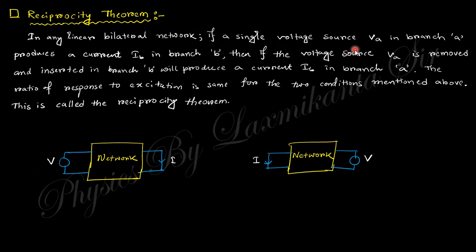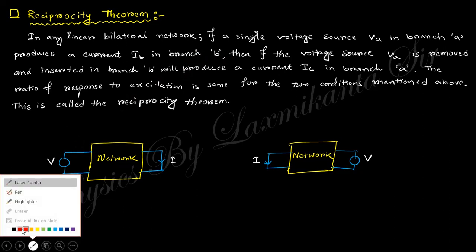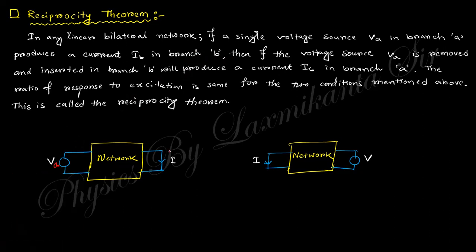If a single voltage source VA in branch A produces a current IB in branch B, this is branch A, and this is branch B. Now, if you remove the source from branch A and insert it at branch B, so this is an interchange.